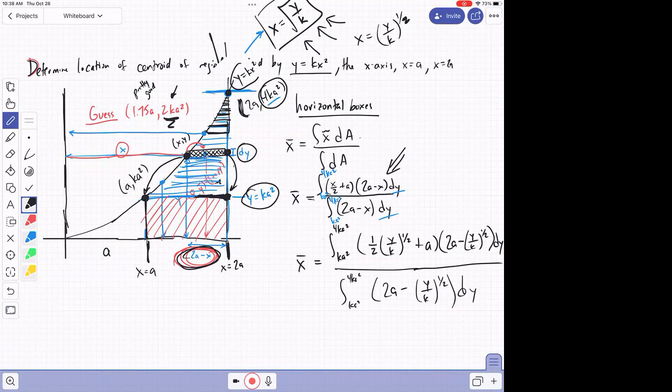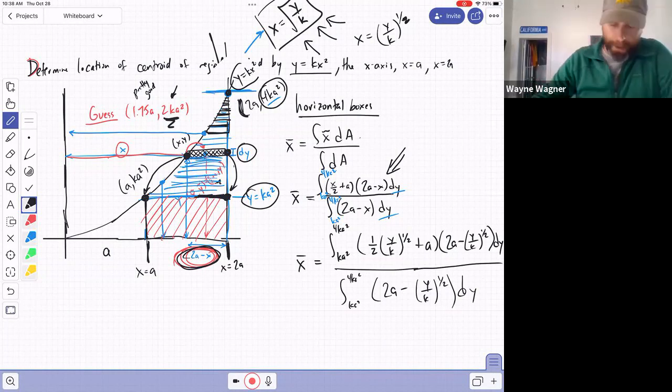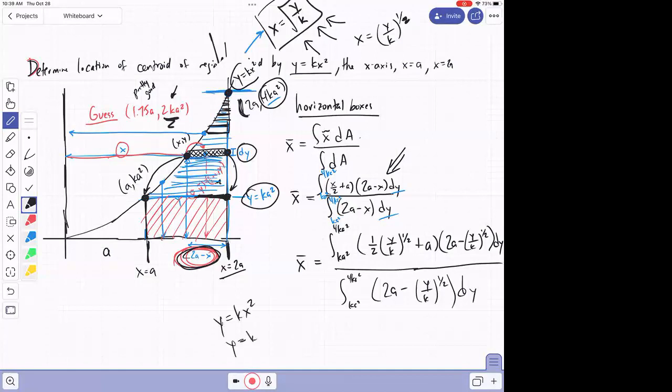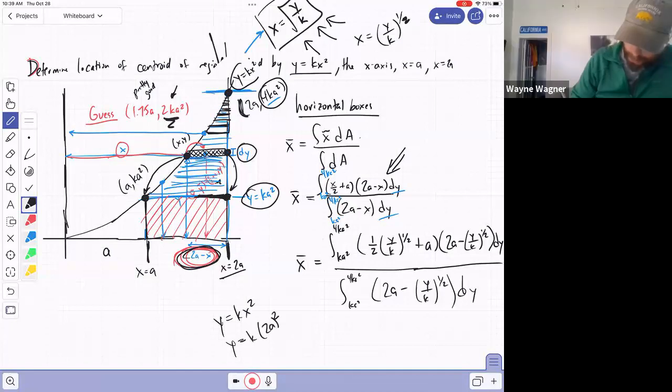Oh, so wait, why is it 4? Why is it 4? Well, because x is 2a. So if I want to know what the y value is up here, I would say, what's the y value at this point? And so I'd say, y equals kx squared, y equals k times 2a squared. So y equals 4ka squared.